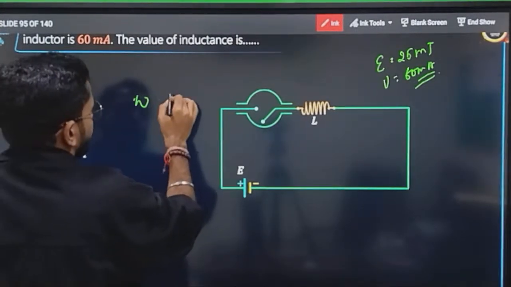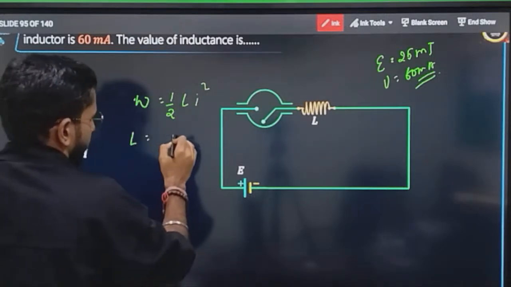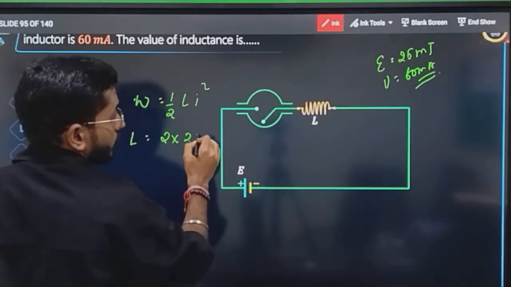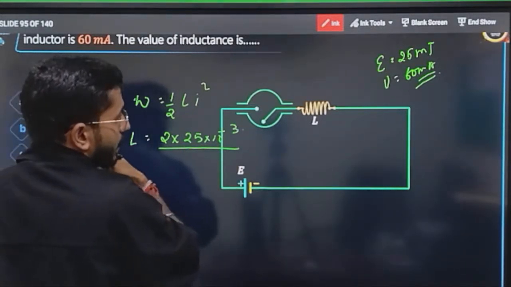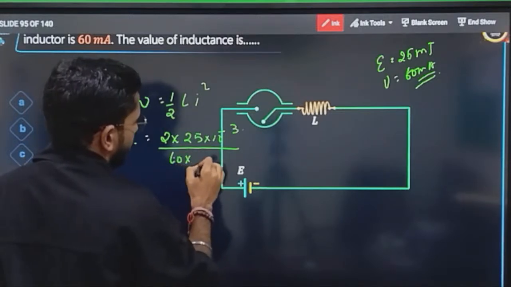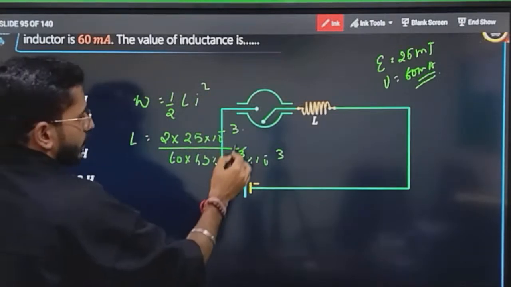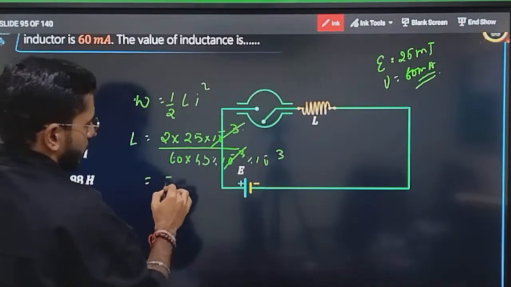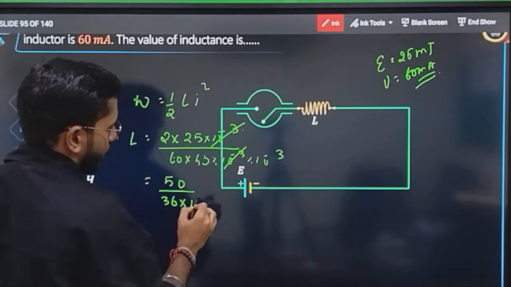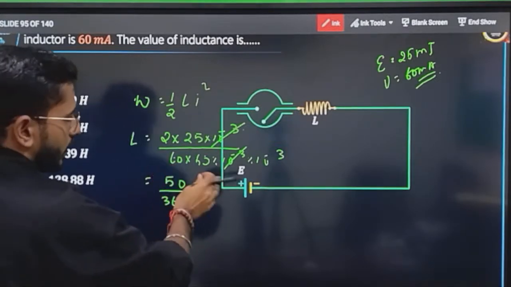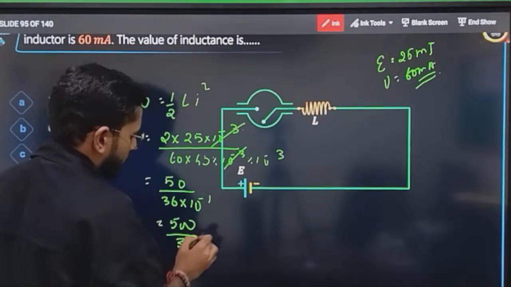What is the formula that you have studied? Work done is equal to half L I square, and you have to calculate L. L will be equal to 2 times 25 into 10 power minus 3 divided by I square, which is 60 into 60 into 10 power minus 3 into 10 power minus 3. This 10 power minus 3, 10 power minus 3 will simply get cancelled out. Here it will become 50, here it will become 36 into 10 power minus 1, because this is 100 and it will make it 10 power minus 1. So it will be 500 by 36.